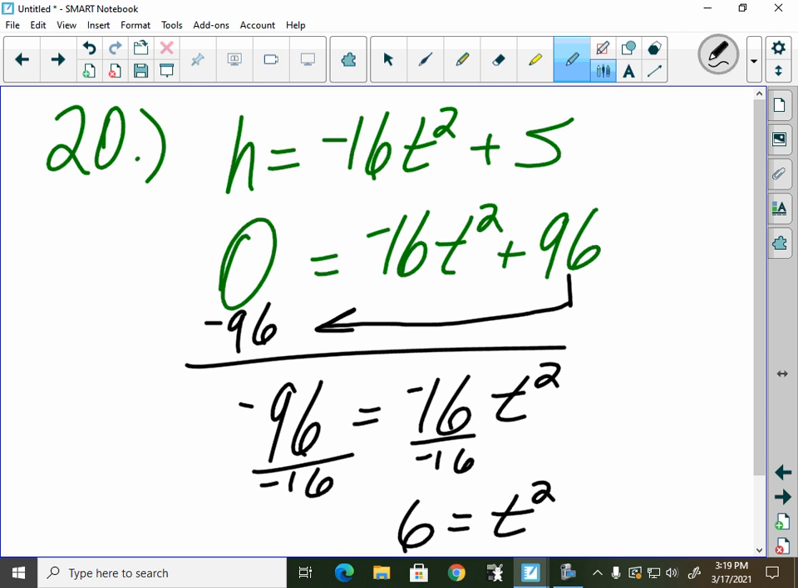Okay, so now that means that t equals plus or minus the square root of 6, but I want to get a little more specific. T equals plus or minus, but now I do the square root of 6 in my calculator and get 2.4. I don't have room to write seconds there. But now we know that the time has to be positive, so 2.4 seconds.